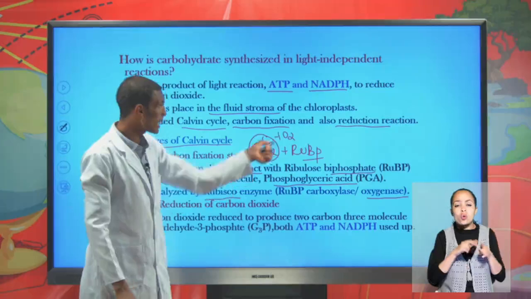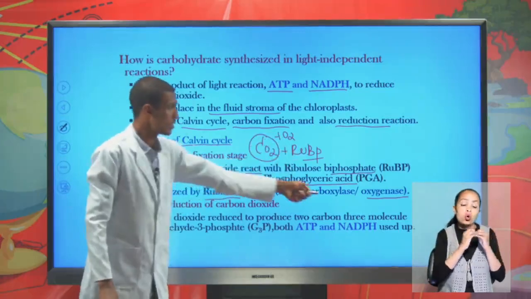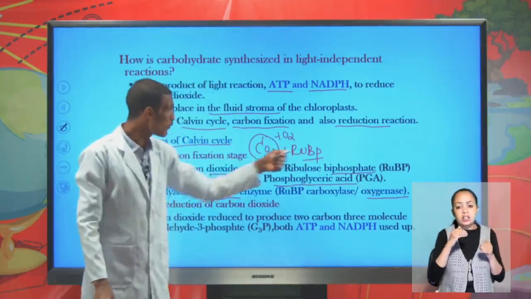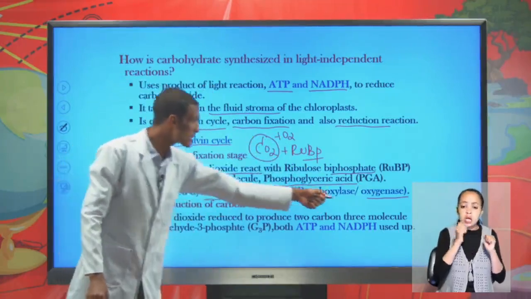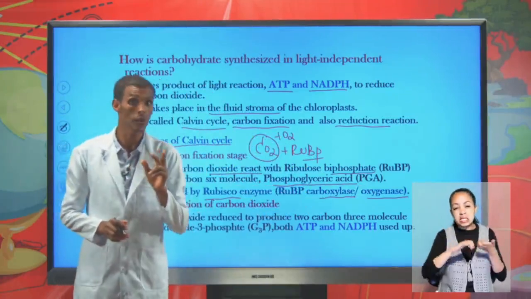When Rubisco catalyzes the binding of ribulose bisphosphate with oxygen, we call it oxygenase here. If ribulose bisphosphate binds with carbon dioxide, in this case, it is considered carboxylase. This enzyme can catalyze both reactions.